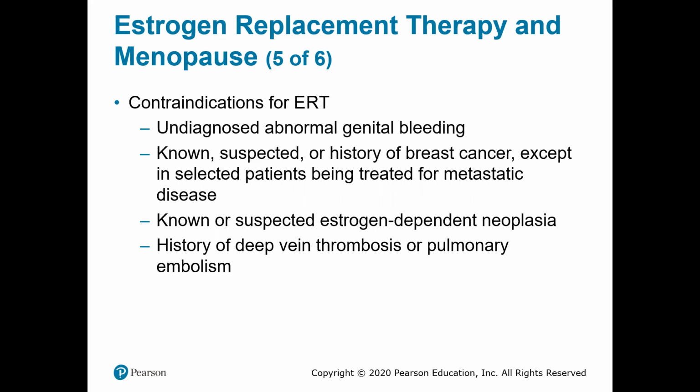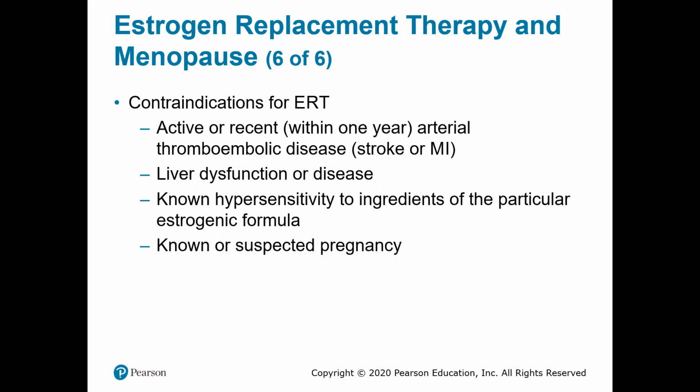Estrogen replacement therapy is contraindicated when there is known or suspected estrogen-dependent neoplasia. It's also contraindicated when there is a history of deep vein thrombosis or pulmonary embolism. Those are clotting issues. We already established that estrogen replacement therapy can increase the incidence of clotting.